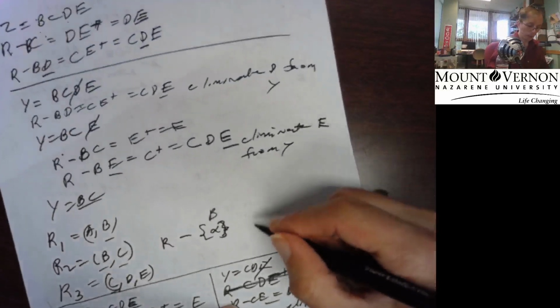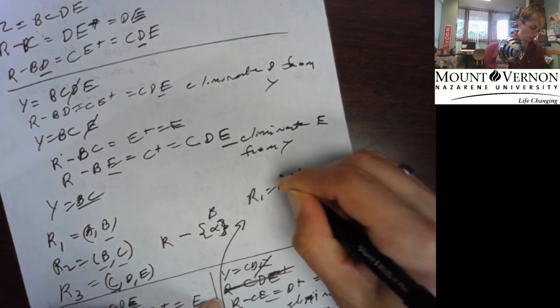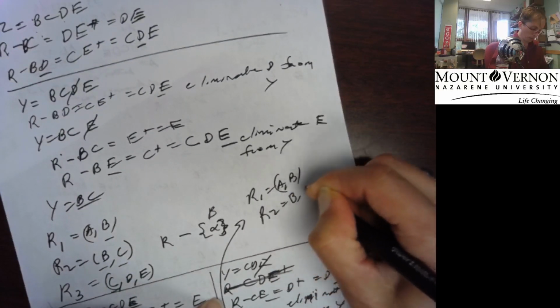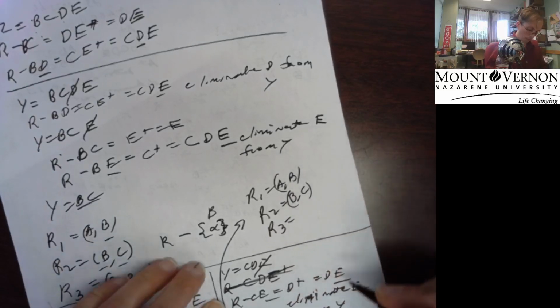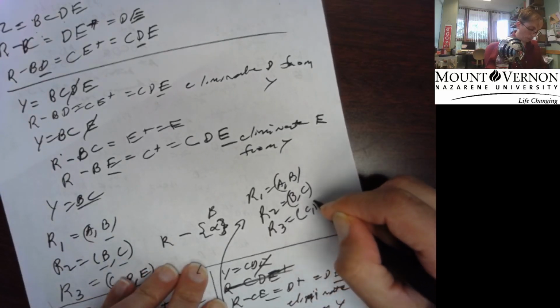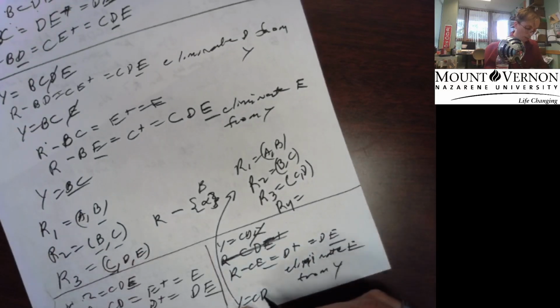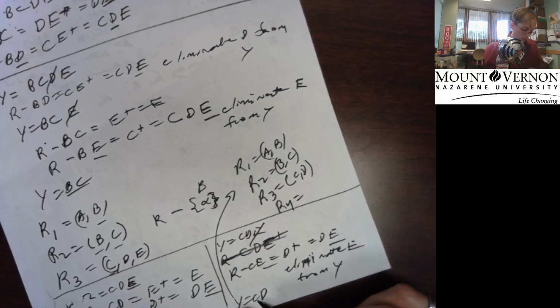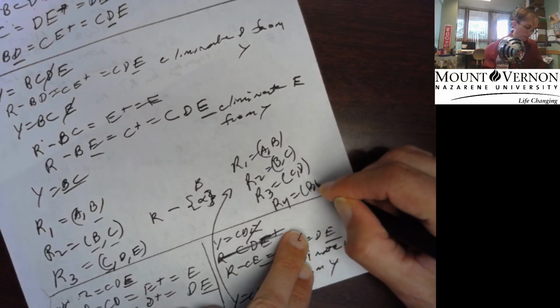So we go back up here. R1 is AB, R2 is BC, R3 is going to be, in this case, CD, and R4 is going to be, again, we'll take the left-hand side of this, which is the C, right? Subtract it from the CD, and that leaves us with our D and our E.